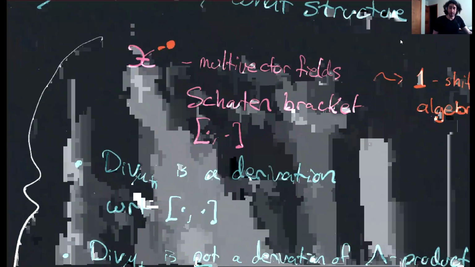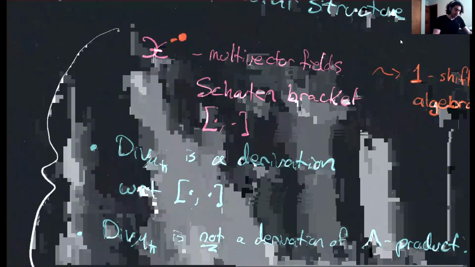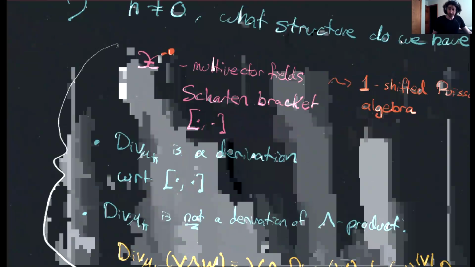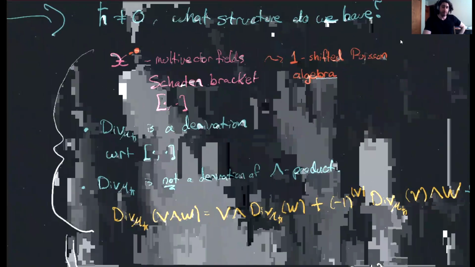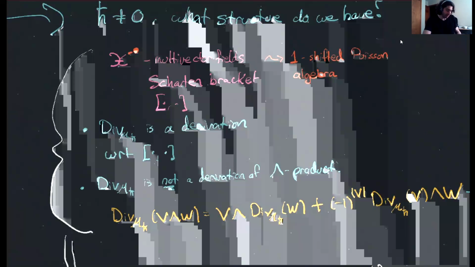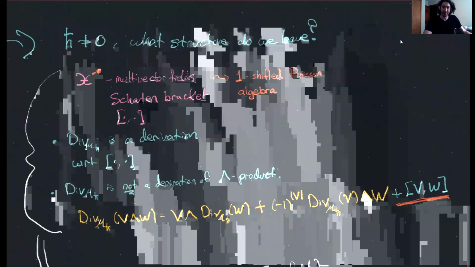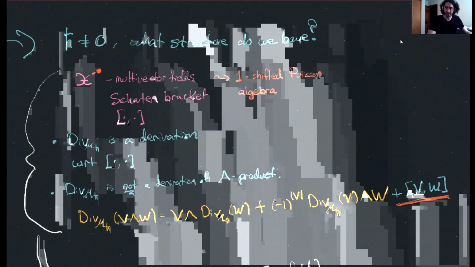It's a derivation of the Poisson bracket, but it's not a derivation of the product. The product here is the wedge product, but it's close to being one. If it was a derivation of the product, you would have this equality here. But what you actually have is that you have to add the Poisson bracket. Actually, I think there should be an H bar in front of the bracket of V and W, but there might be some H bars missing somewhere. I apologize. In some sense, the Poisson bracket measures the failure of it to be a derivation, okay? And you can axiomatize this structure.